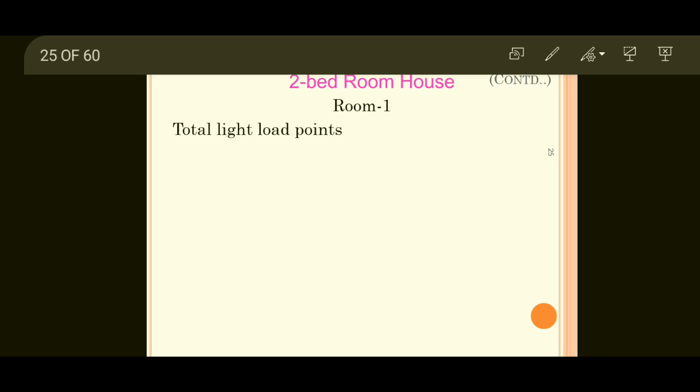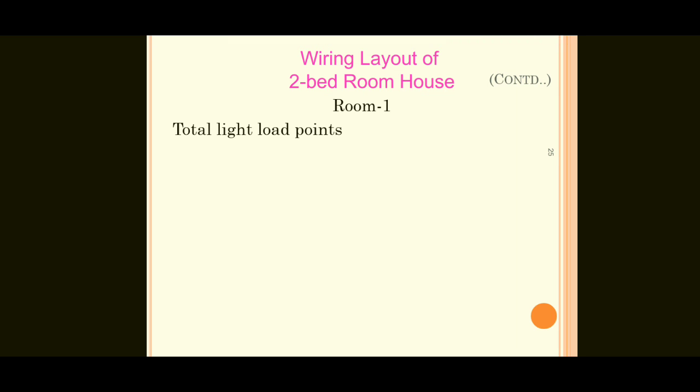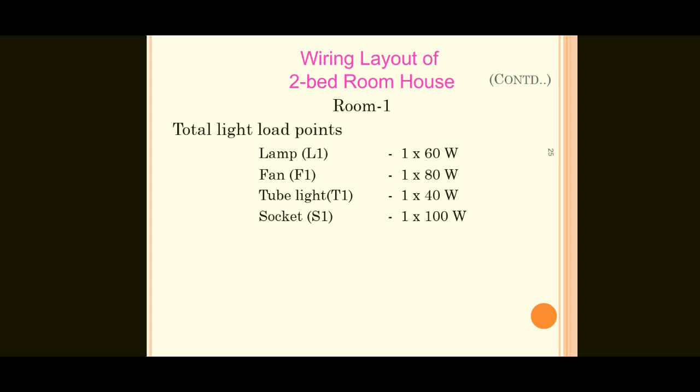Room 1. Total light load points: lamp L1 60 watts, fan F1 80 watts, one fan for room 1, tube light 40 watts, socket 100 watts. Total power load points: power socket 1000 watts for 15 amps. This is the rating.